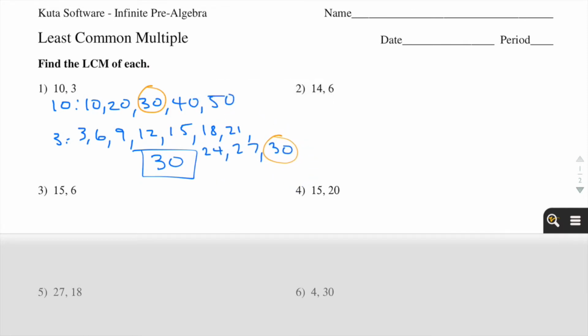Okay, number 2, let's do 14. So we have 14. 14 times 2 is 28. 14 times 3 gives us 42. Let's go ahead and stop there.